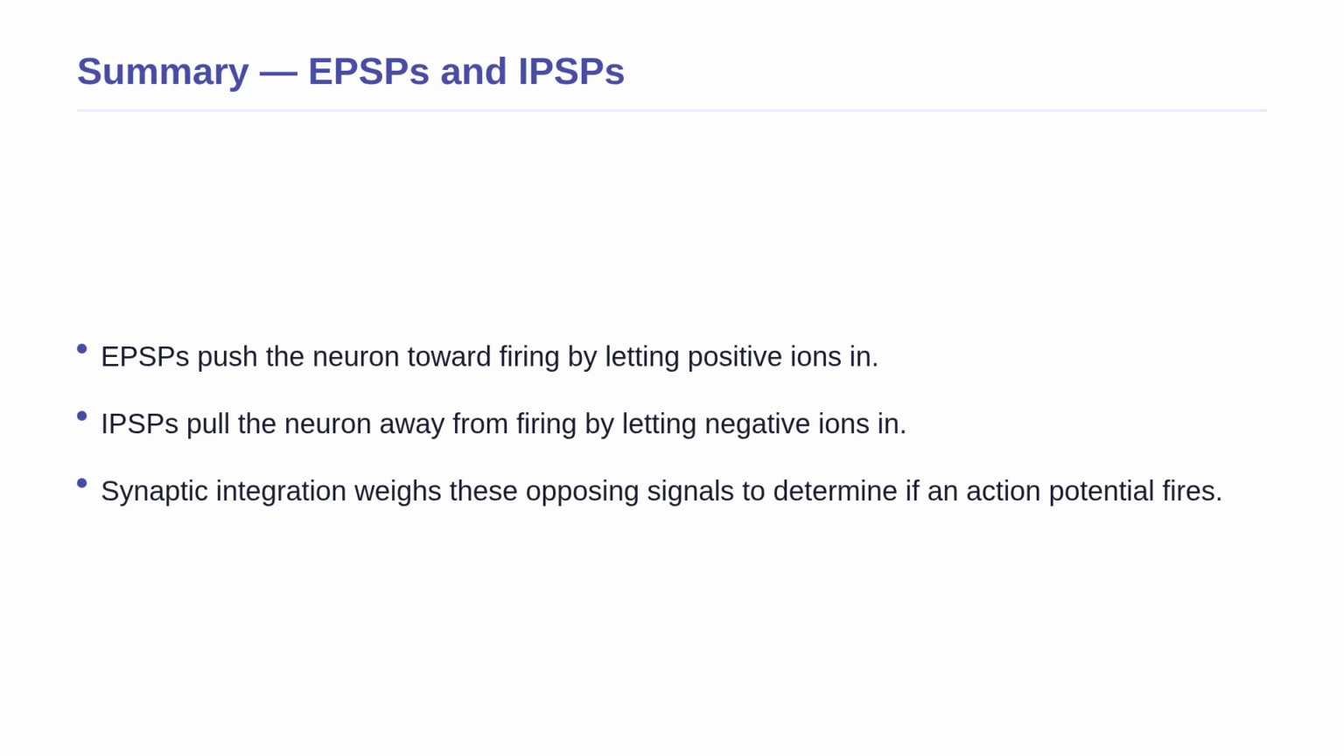Finally, a neuron constantly weighs these opposing signals through synaptic integration, acting as a microscopic calculator. Only when the excitatory inputs sufficiently overpower the inhibitory inputs will the neuron cross its threshold and fire. You now have a solid understanding of the fundamental forces that govern all neuronal communication. Excellent work.